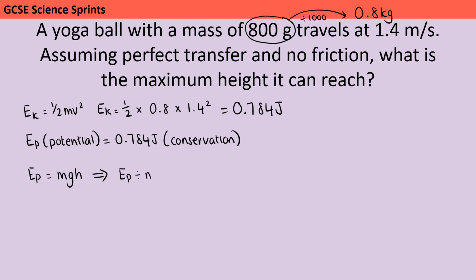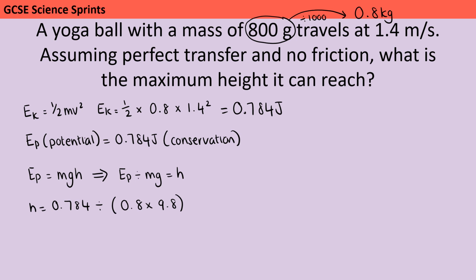So what I'm then going to do is write out my potential energy equation, and I'm going to rearrange it to make h the subject, because what I'm trying to calculate is height. So at this point I can say height is going to be 0.784 divided by 0.8, which is the mass which we had from previously in the question, multiplied by 9.8, which is the gravitational field strength on Earth.